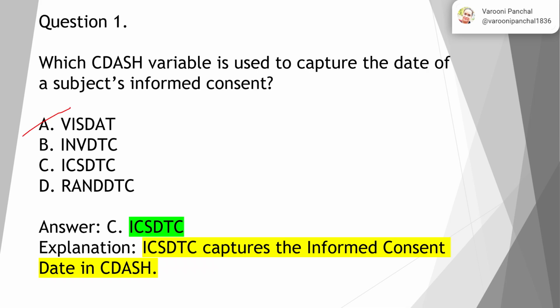So option A is not the right answer. Option B is not the right answer. Option D is not the right answer because this is related to visit. This is related to investigator. This is related to the randomization. And option C is related to the informed consent date. So the answer is ICSDTC. ICSDTC captures the informed consent date in CDASH.